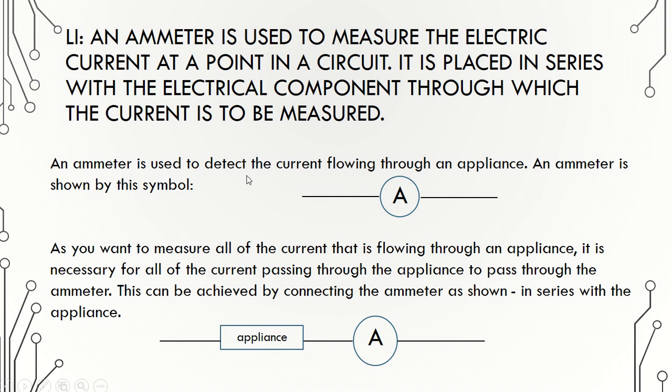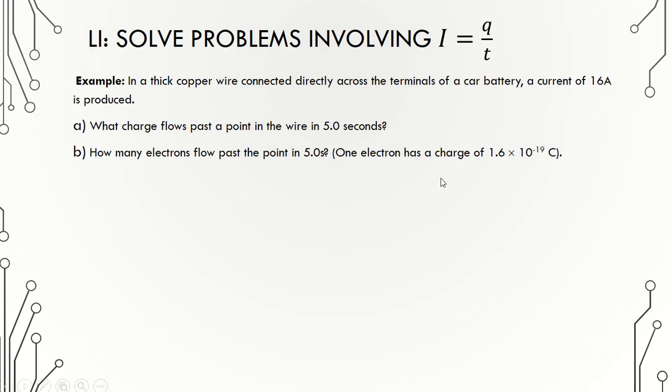Basically what it does is it detects the amount of charge passing this point for a given amount of time. So charge per time interval, which is what current is: the amount of charge per second. As I mentioned earlier, this is the equation for current, charge per time interval. So you need to be able to rearrange this, and solve for current, for charge, and for time.